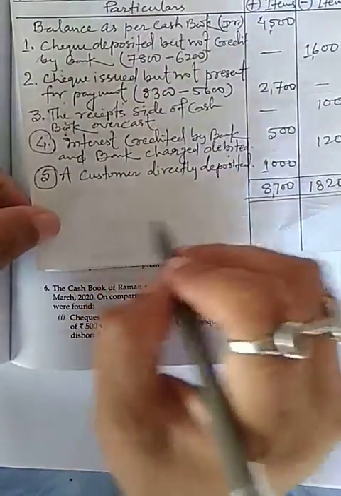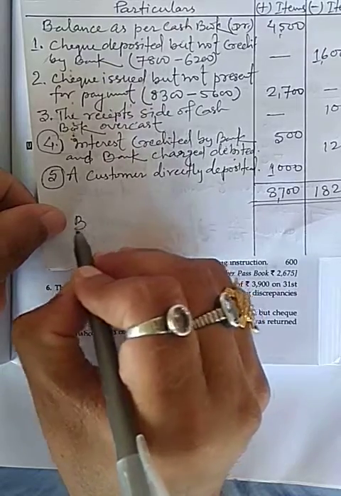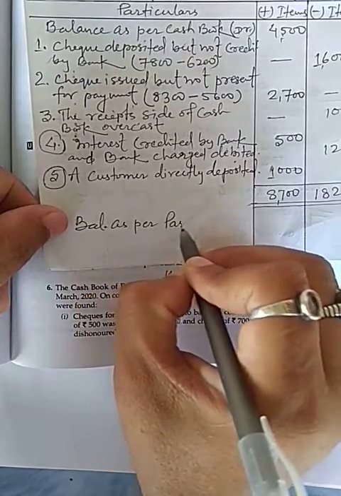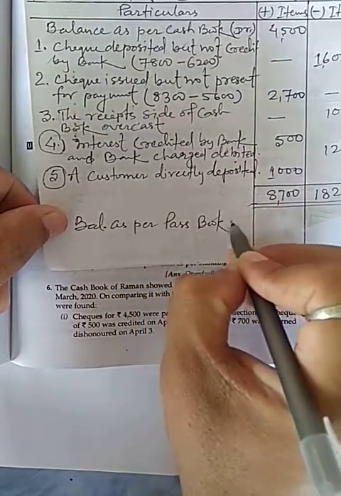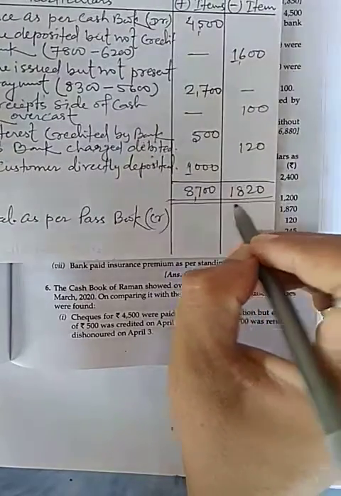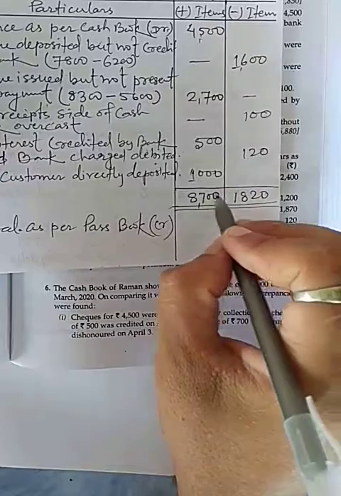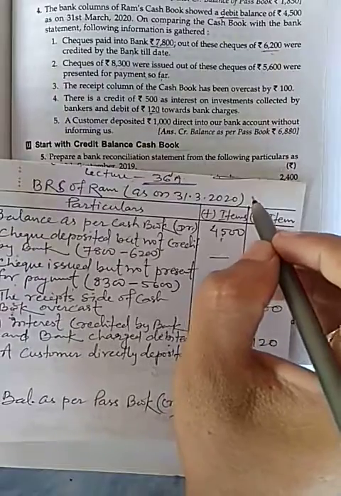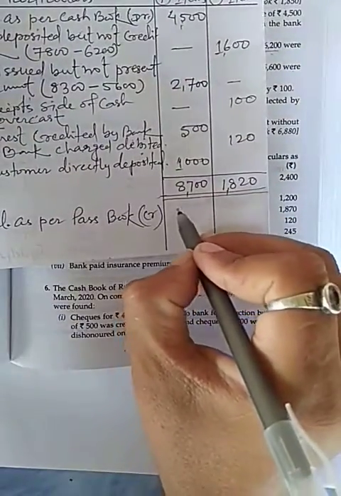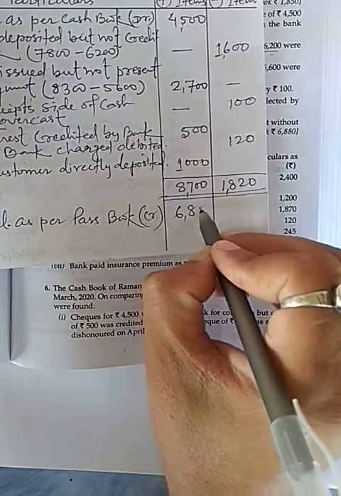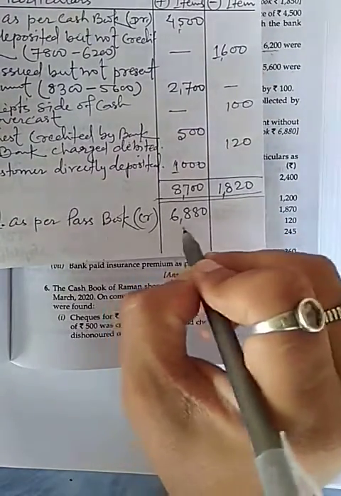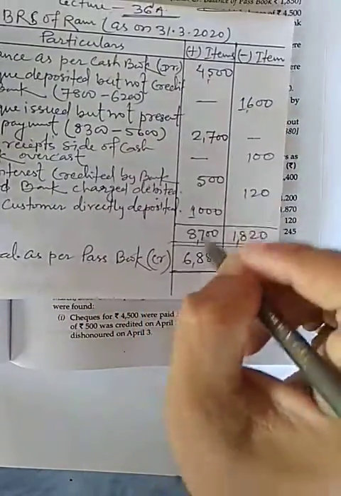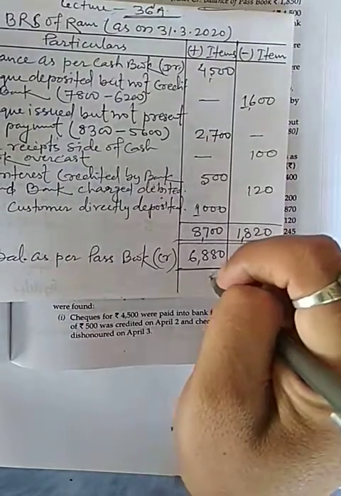Now it will show balance as per passbook. As you know, credit balance, and when we deduct 1820 from 8700, our balance will be 6880. It is very simple and you can calculate by this method and write in exam, no problem.